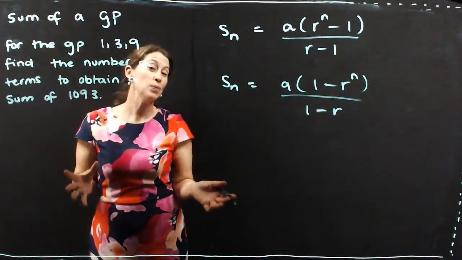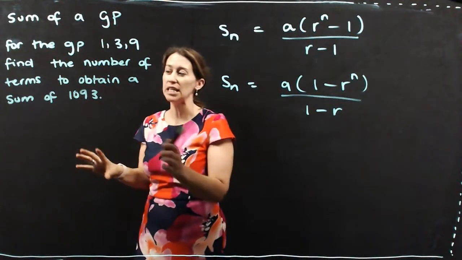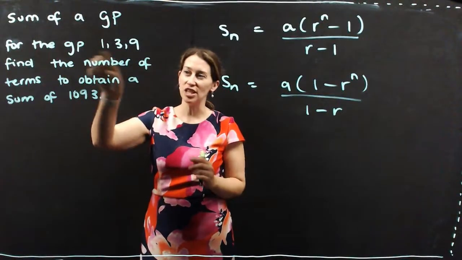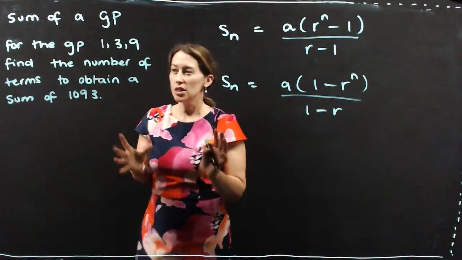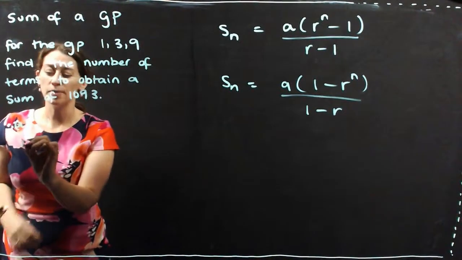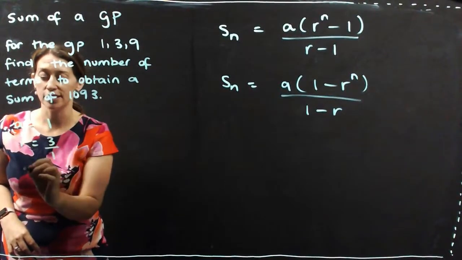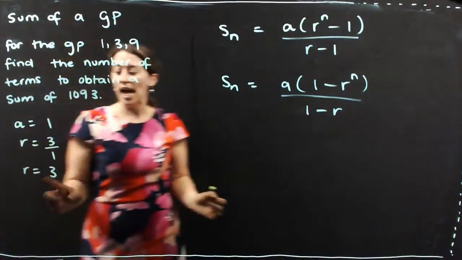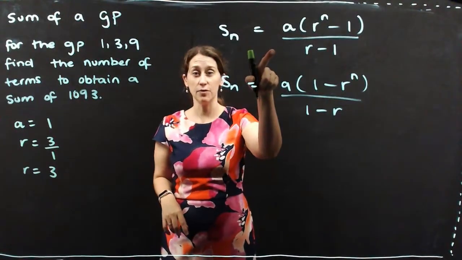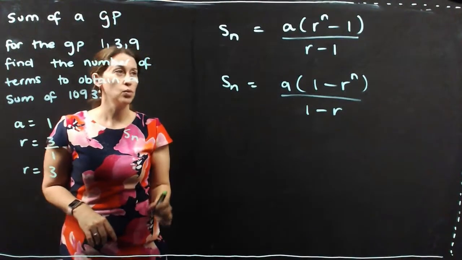Alright, in this example, I'm going to find the number of terms needed to obtain the sum of 1093 for the geometric progression of 1, 3, and 9. So let's write down what we know. We know that the first term is 1, and the common ratio, if we take 3 divided by 1, is 3. So the common ratio is 3. As the common ratio is greater than 1, we're going to substitute it into this formula here. So we're trying to find n. So let's sub in what we've got.